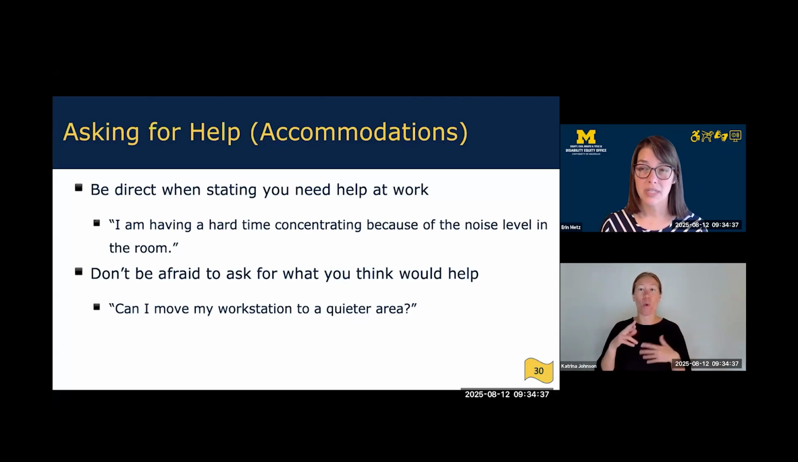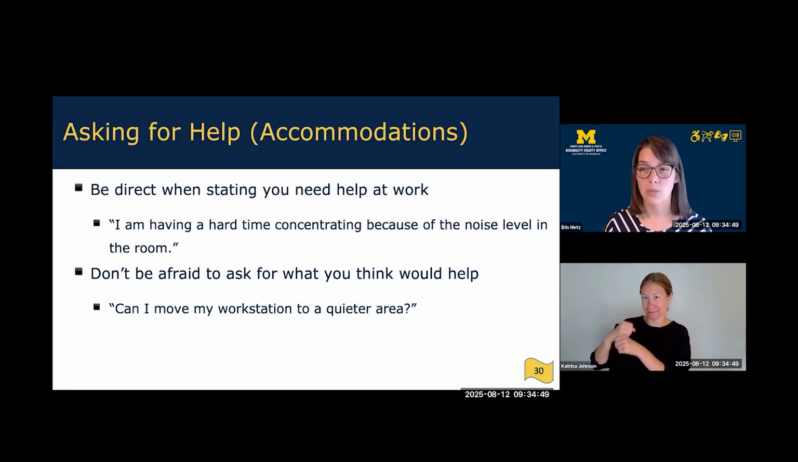If you're unsure about what you need or what might be helpful to improve your situation, that's okay. There are resources available to assist you, such as the Job Accommodation Network, which we call JAN, which provides guidance on workplace accommodations. Or you can consult with an accessibility specialist in the Disability Equity Office for personalized support.